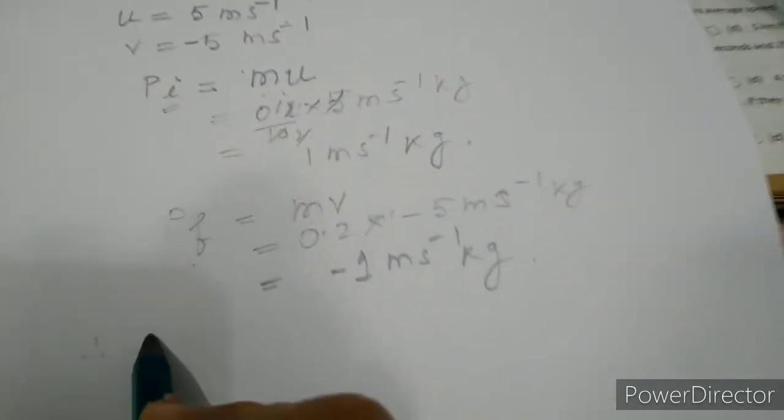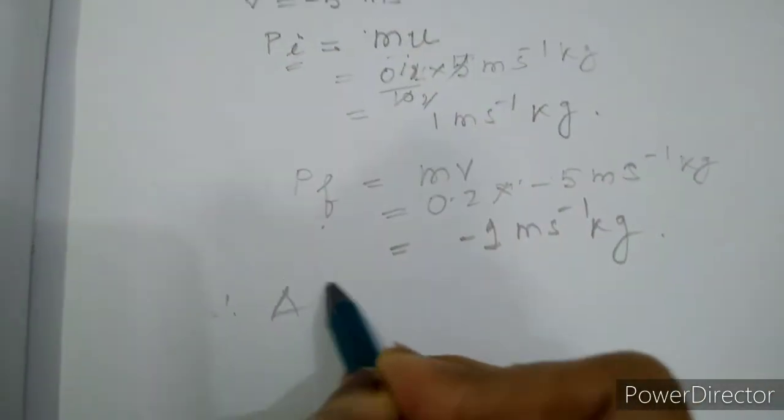So pf minus pi will be how much? Hence delta p. They have asked what? Calculate the change of the momentum.